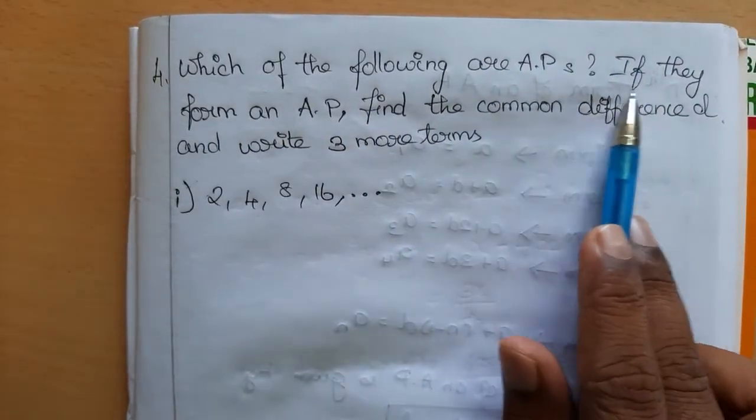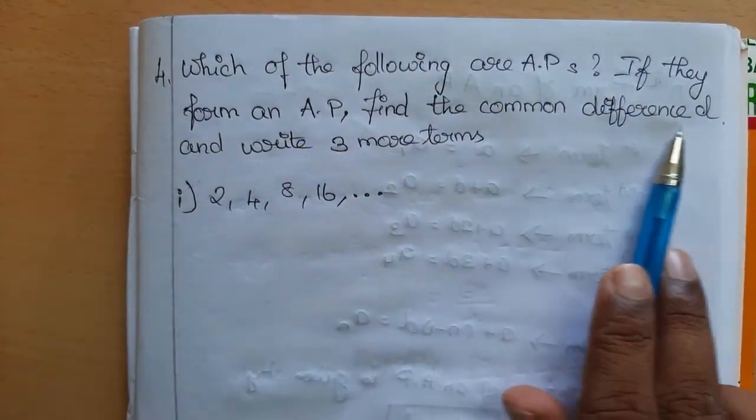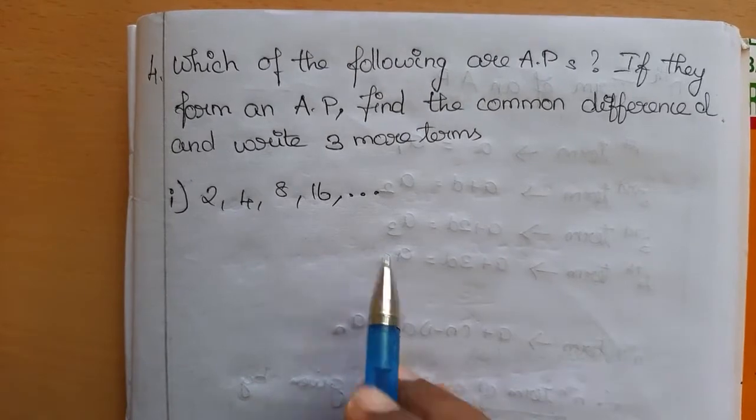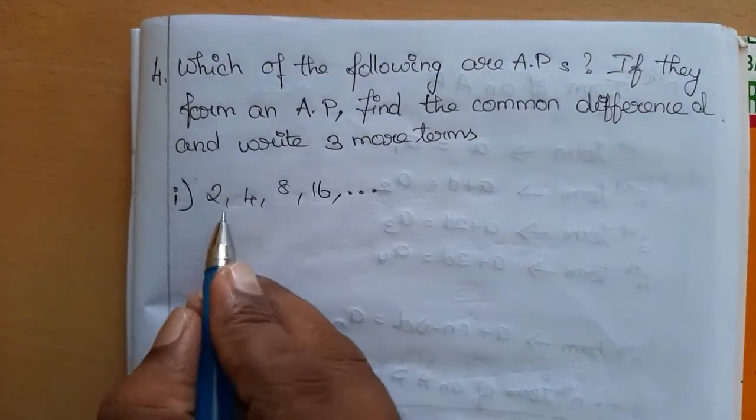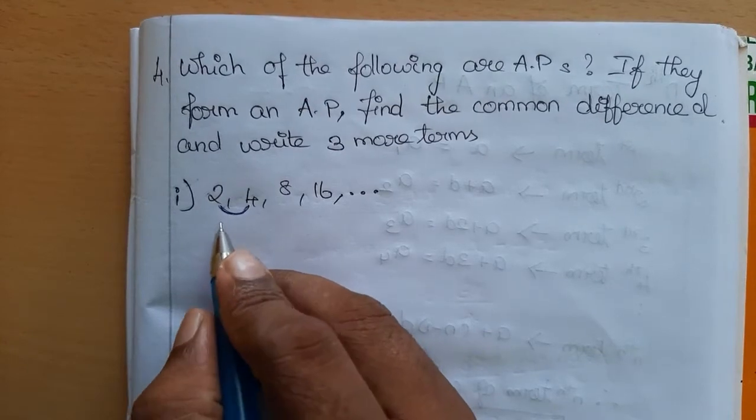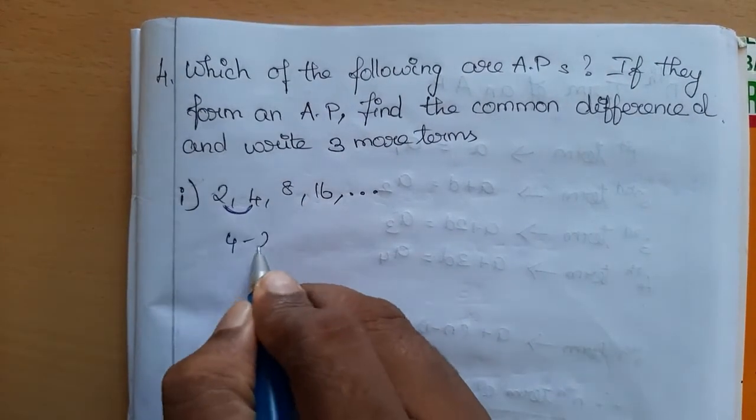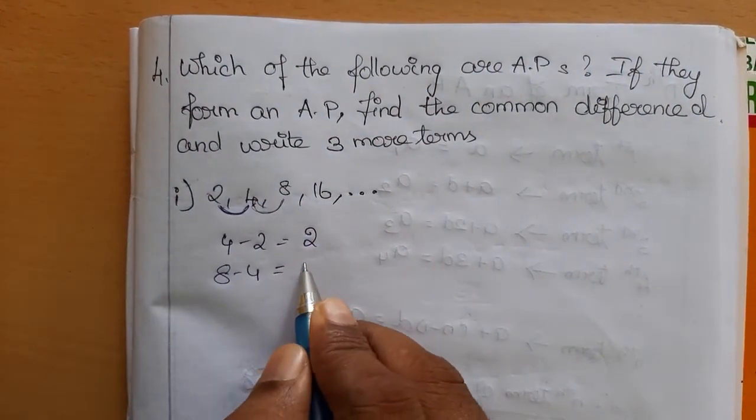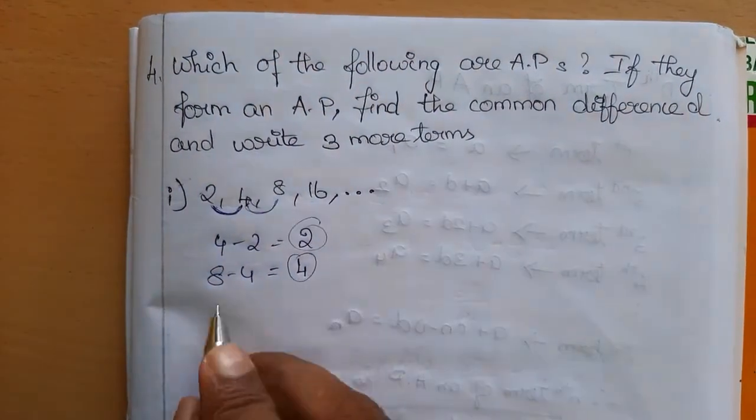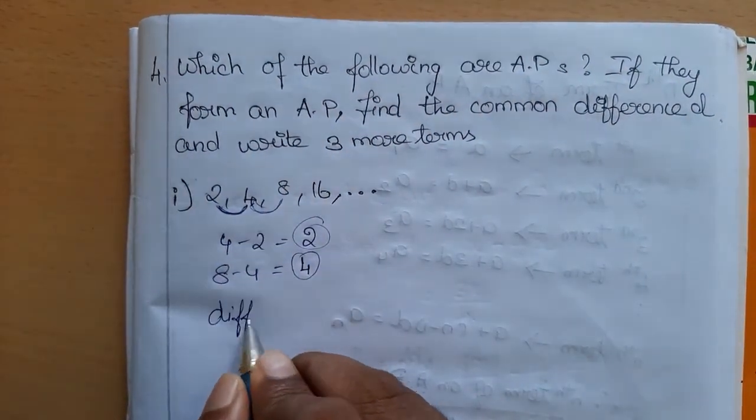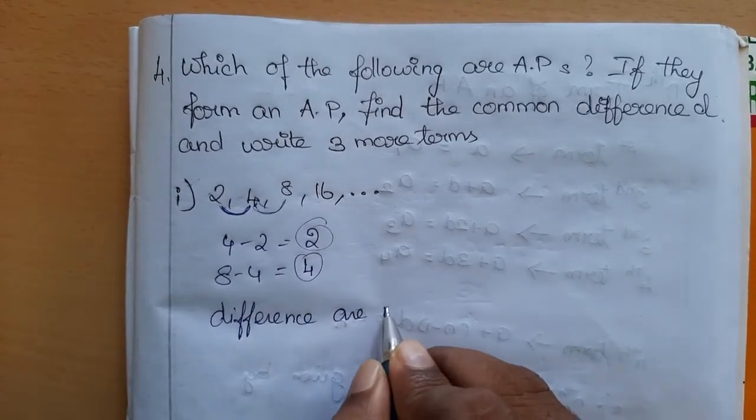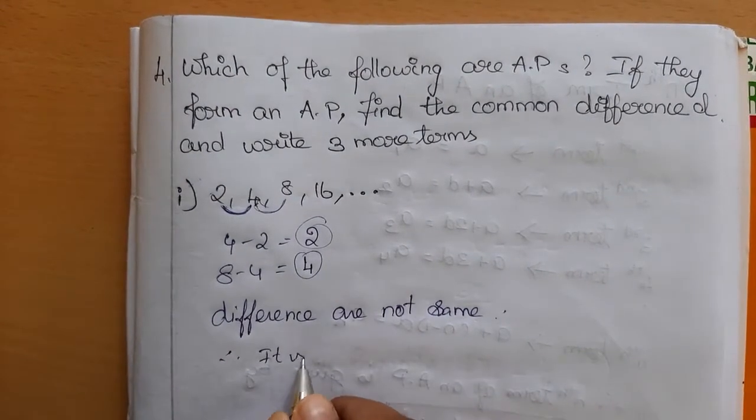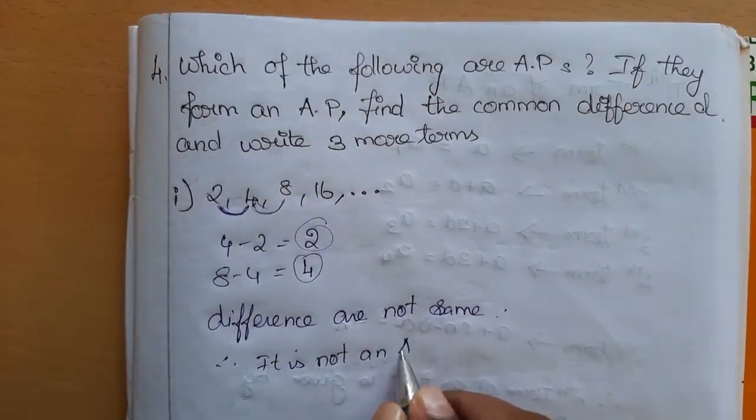Which of the following are APs? If they form an AP, find the common difference D and write 3 more terms. So we have to first check whether it is an AP or not. If it is an AP, the difference between the preceding terms should be the same, right? So first I will choose these two: 4 minus 2 is equal to 2. If I choose the next two, 8 minus 4 is equal to 4. Are the differences the same? No. The differences are not the same, so therefore it is not an AP.